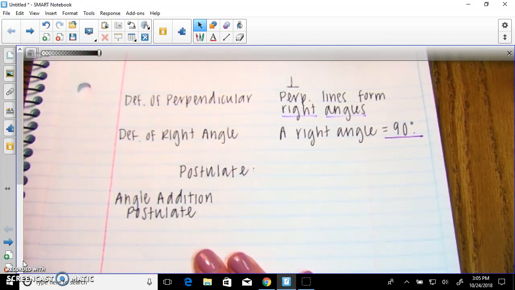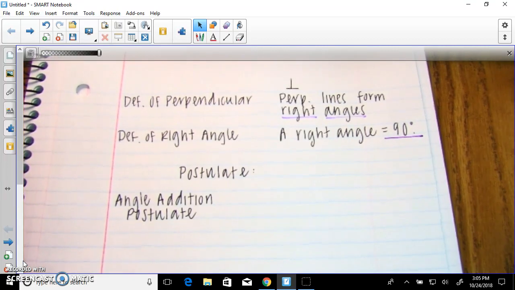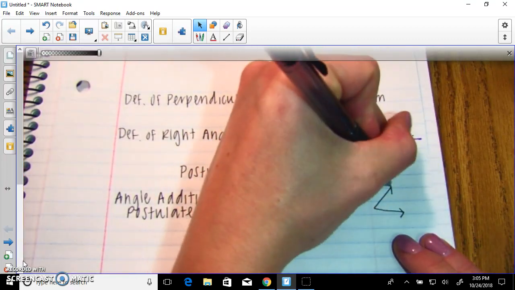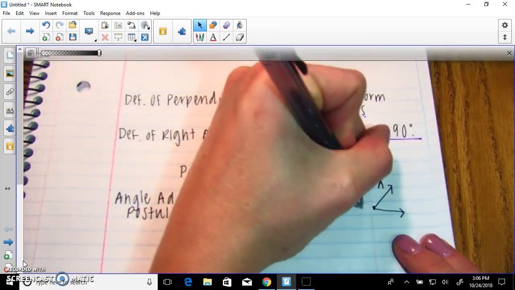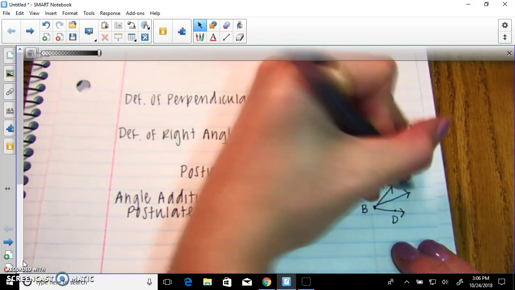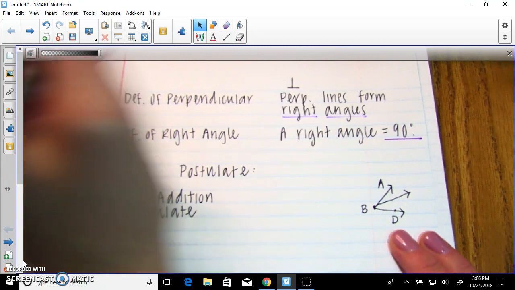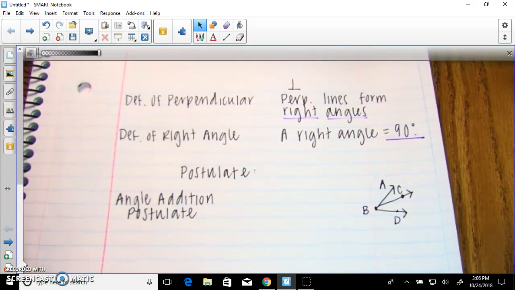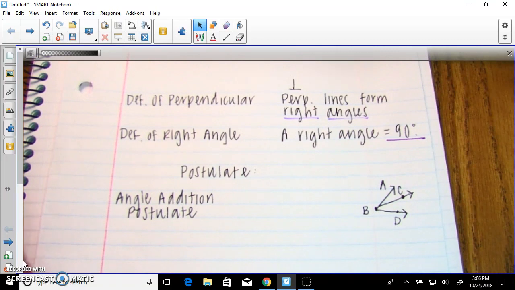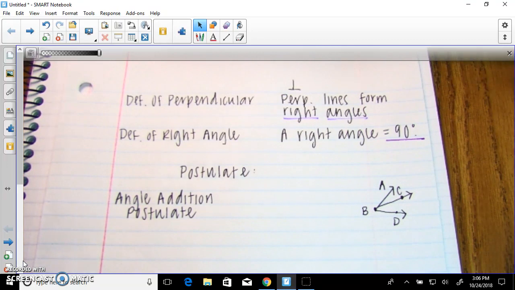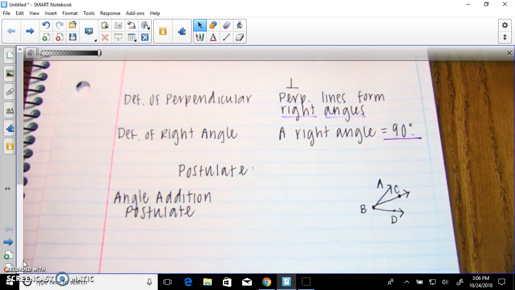And we've talked about this before, but we'll get a little reminder. Let's say we have an angle ABD, and there's a ray BC. Now, this is not necessarily an angle bisector. It's just a ray or a line or a segment that is cutting through an angle.